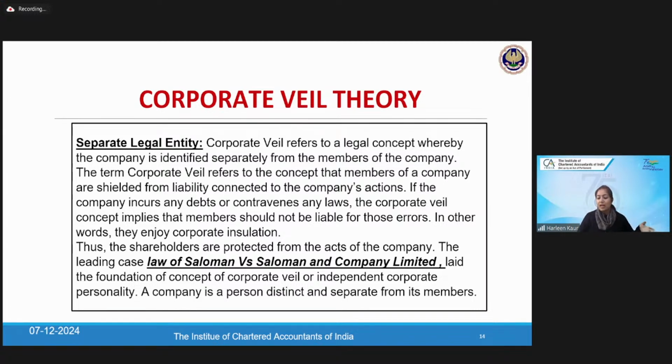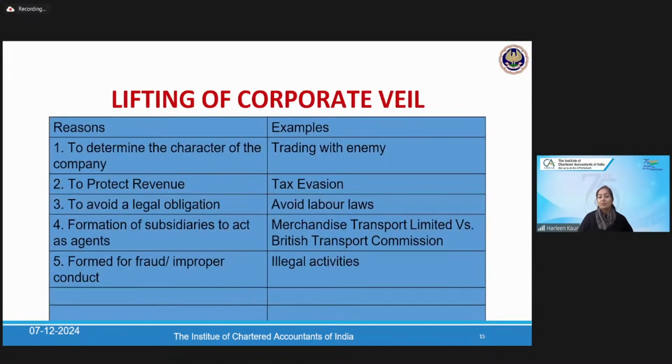Those who are asking, ma'am, do we have to learn the case law as it is? It is important to understand the case law. You will not be required to write the case law as it is, but yes, you should have a strong understanding, so that you can give a reference of this case law wherever corporate veil theory questions are asked.